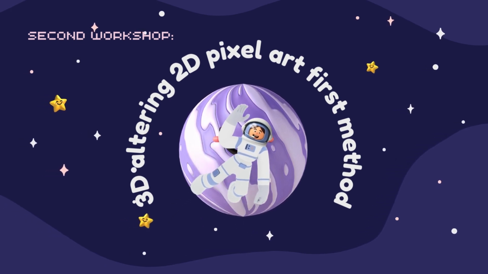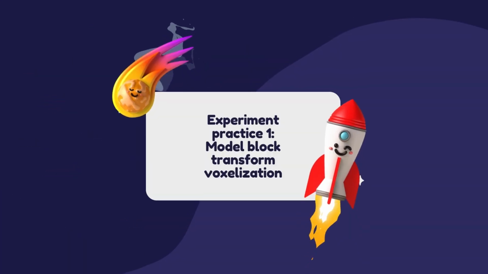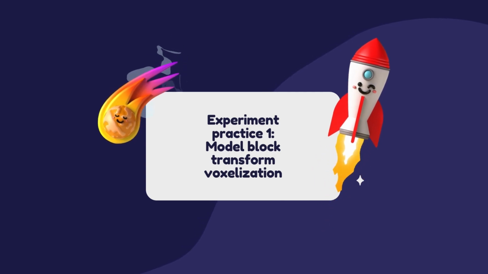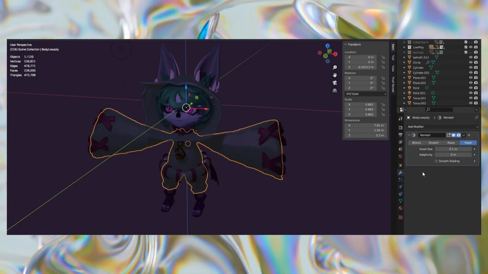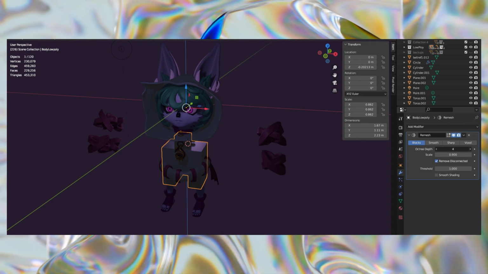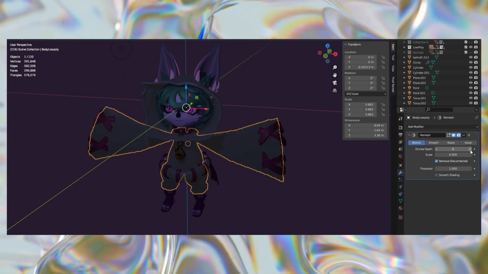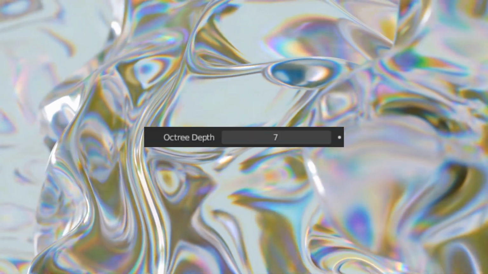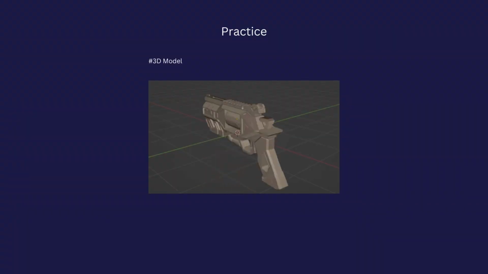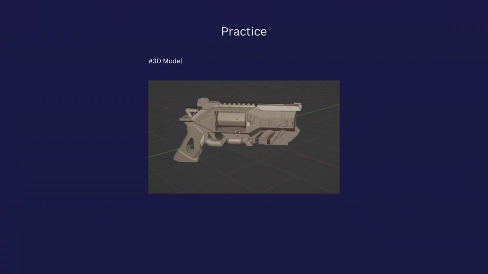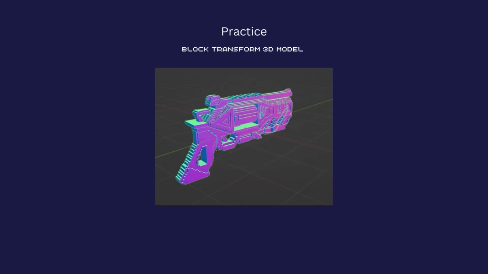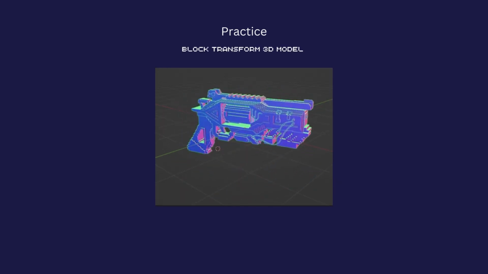In this chapter, we'll dive into a practical project focusing on the Blender software's Model Block Transform Voxelization feature. Within this feature, two parameters play a crucial role: octree depth and scale value. During this practice session, we'll explore the impact of these parameters on pixelating models, including first, the influence of octree depth values on the transformation of models of different sizes.